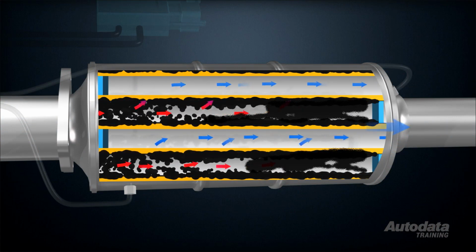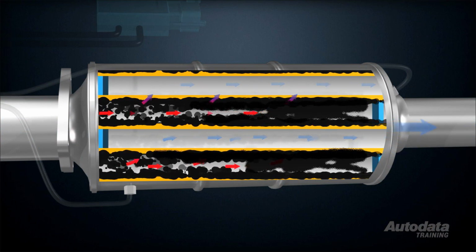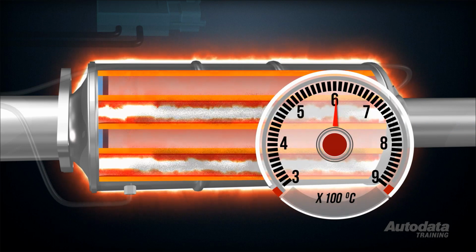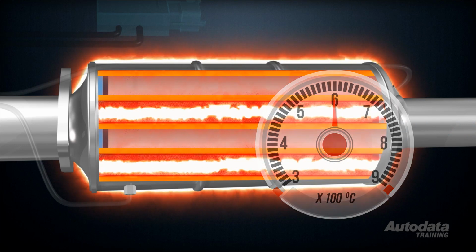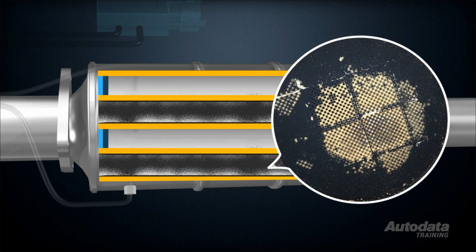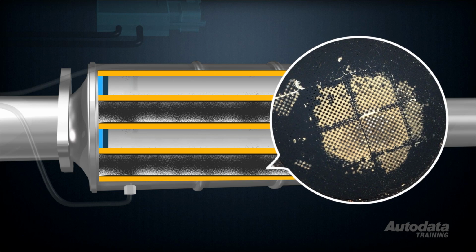The key to successful regen is temperature. The DPF must be raised to over 600 degrees centigrade to ensure effective incineration of the sooty buildup. Note that regeneration does only remove the soot and not the ash. Ash is generally caused by high sulfur fuels, oils with high ash content, or if the engine burns oil.